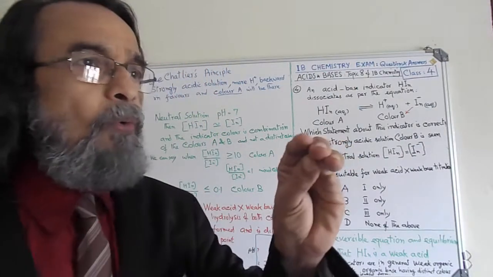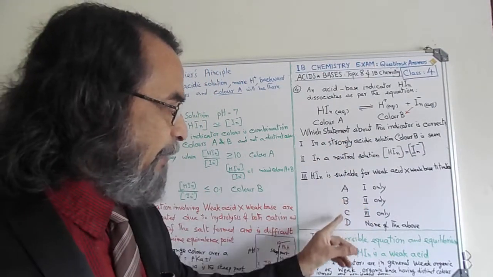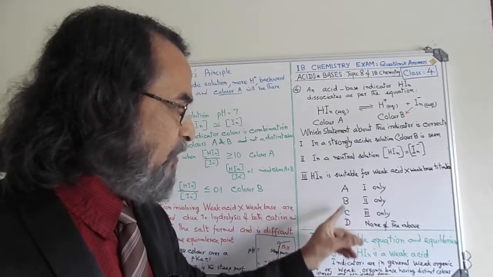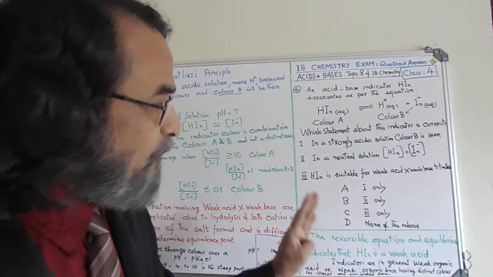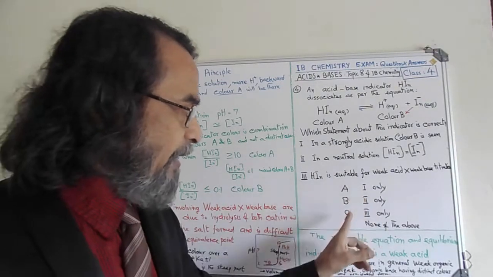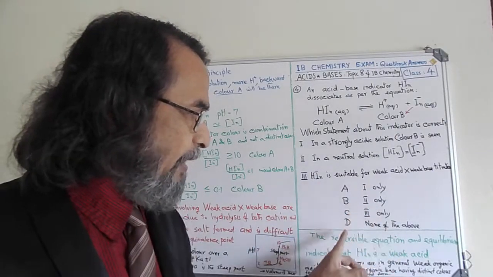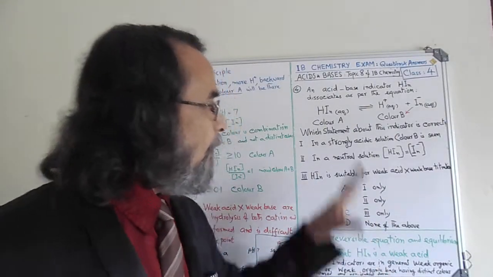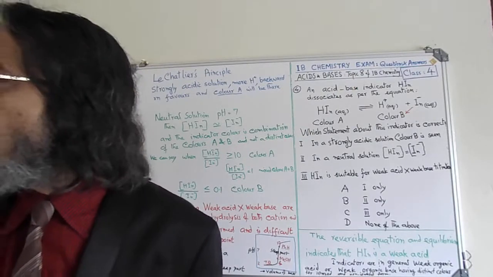So we have to opt whether A, B, C or D, which option is correct? One only, two only, three only, or none of the above? Just look and think about this.